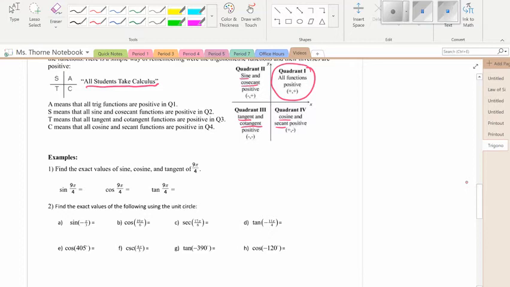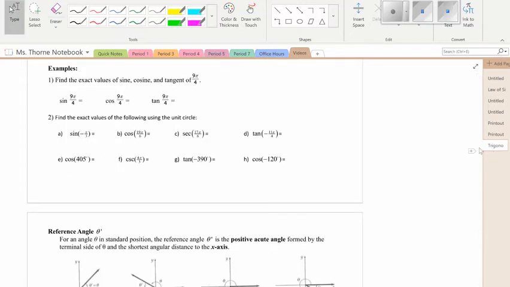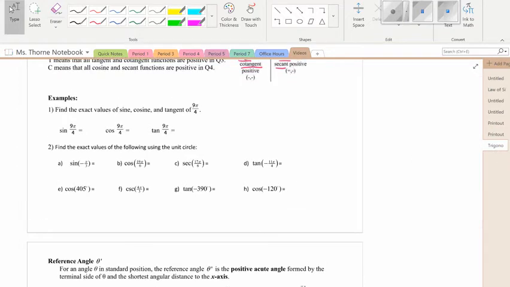We've already done some of this before, so maybe see if you can pause the video and do these on your own, and then when you're done, you can unpause the video and we will check your work.